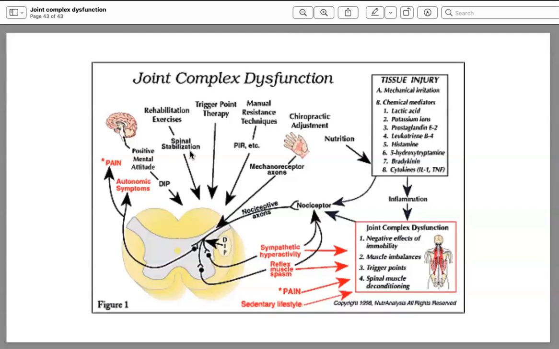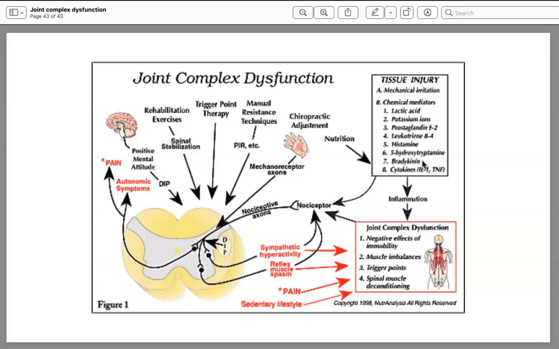This final slide is just a very word-heavy depiction of this joint complex dysfunction. Here, up top, is all the different types of therapies that we can utilize to impact that nociceptive input resulting from that joint complex dysfunction.